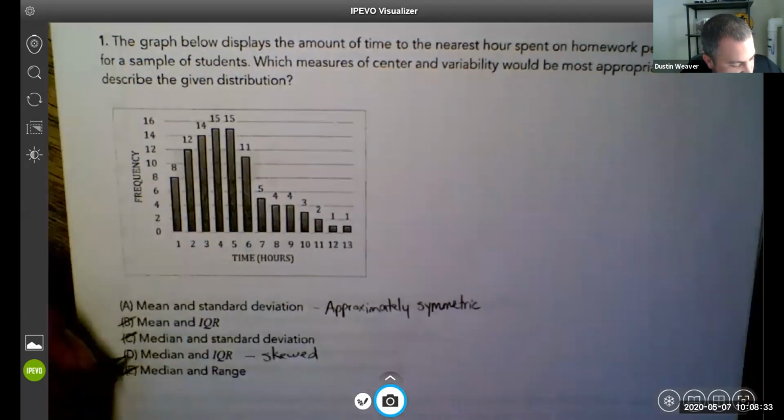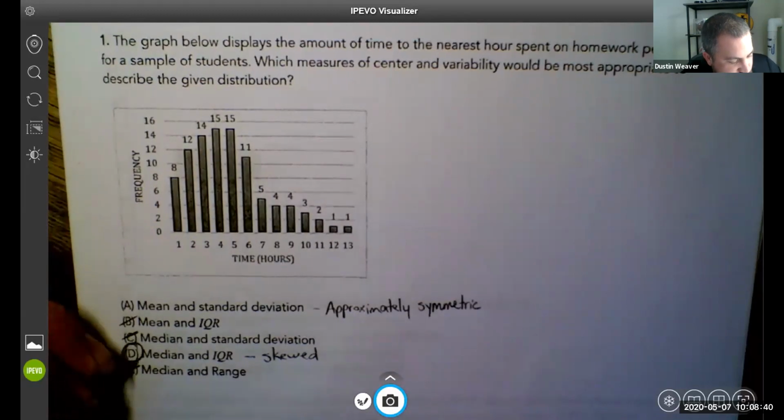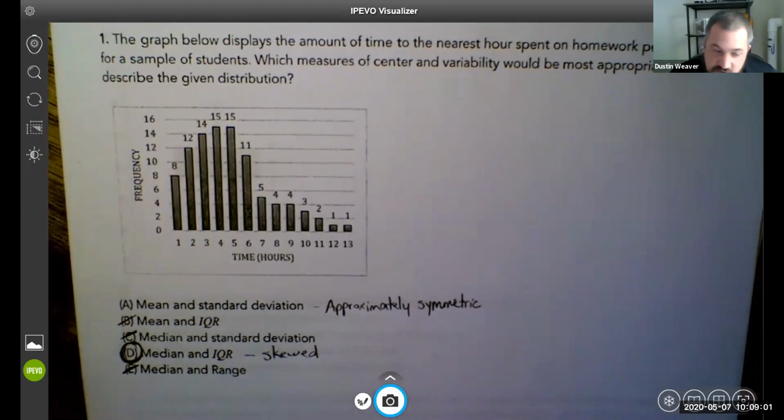And remember, the reason we would use the median and the IQR is because these are resistant to outliers. So if there are outliers, the interquartile range and the median are both going to be more resistant to that. The mean gets pulled with the outliers. The standard deviation gets pulled and made bigger with the outliers. The range definitely gets pulled with the outliers. So in a skewed distribution, you want to use the median and the IQR.